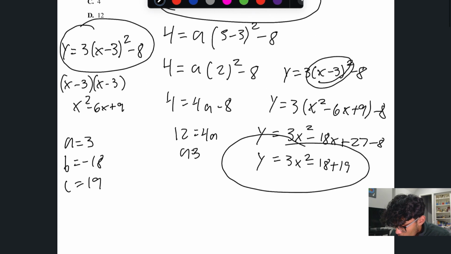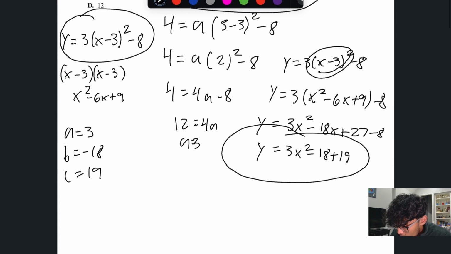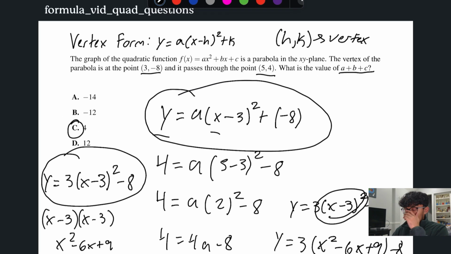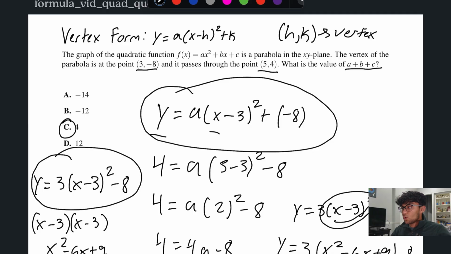And now all we have to do is just do a plus b plus c. So 3 minus 18 plus 19 is equal to 4. So if you said C, then you would be correct for this question. Okay, let's move on to question number 2.